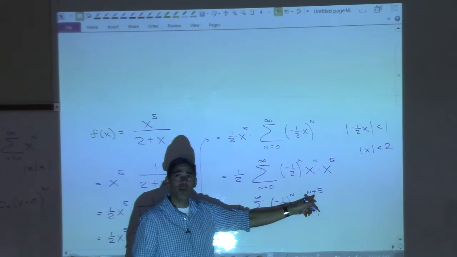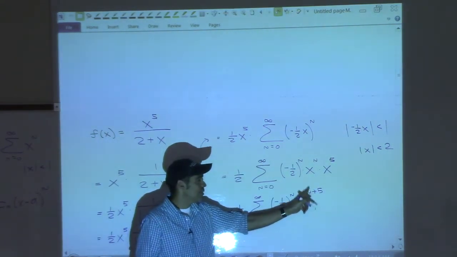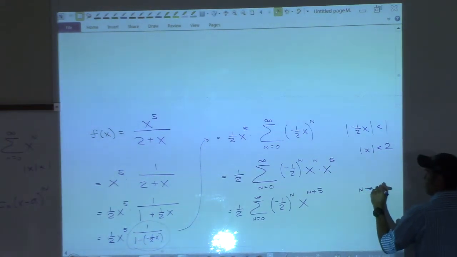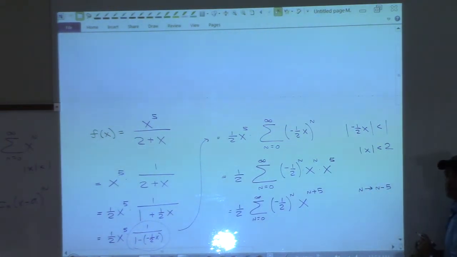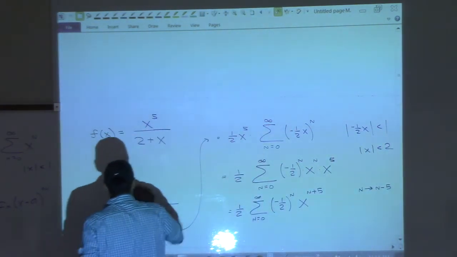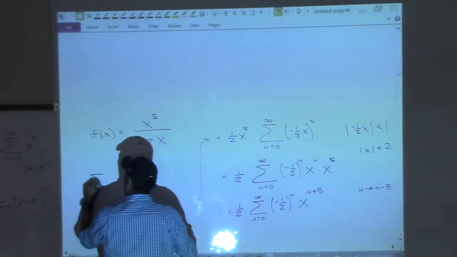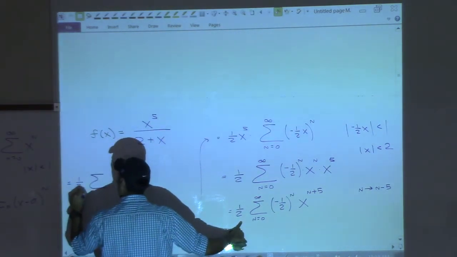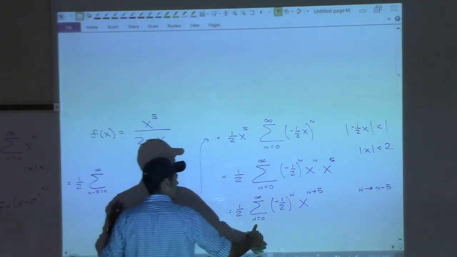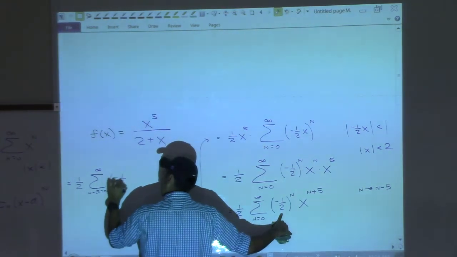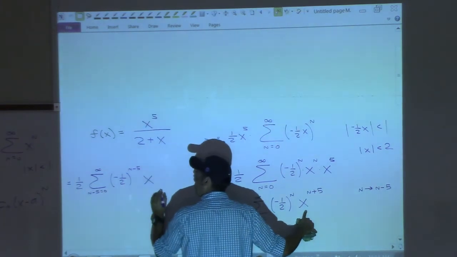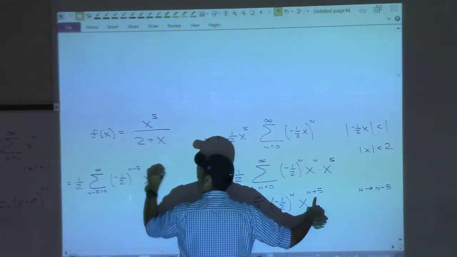So what would I need to put here for n to make that n plus 5 become an n? N minus 5. So everywhere I see an n, I'm going to replace it with n minus 5. So this becomes the sum, 1/2, sorry, 1/2. This n becomes n minus 5 equals 0 to infinity. And then this is going to be negative 1/2 to the n minus 5, and then x to the n.